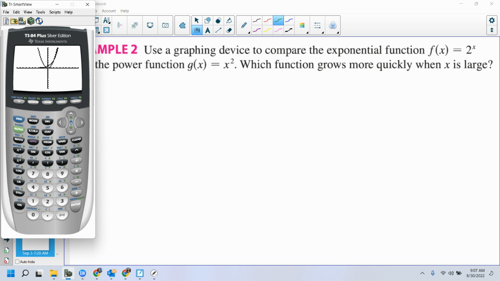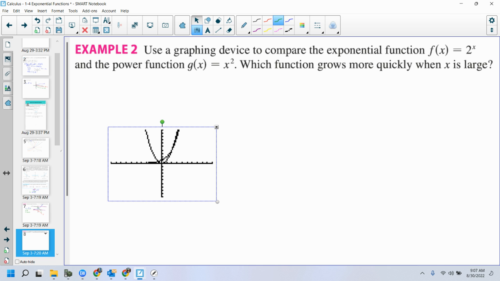There's my quadratic. Now, let's run that again. Watch as it goes through. Here's my exponential. There is my quadratic. Doesn't it look like my quadratic overtakes my exponential in terms of steepness? It looks like it overtakes it. Now, you guys can see it in color. I just have black and white here.